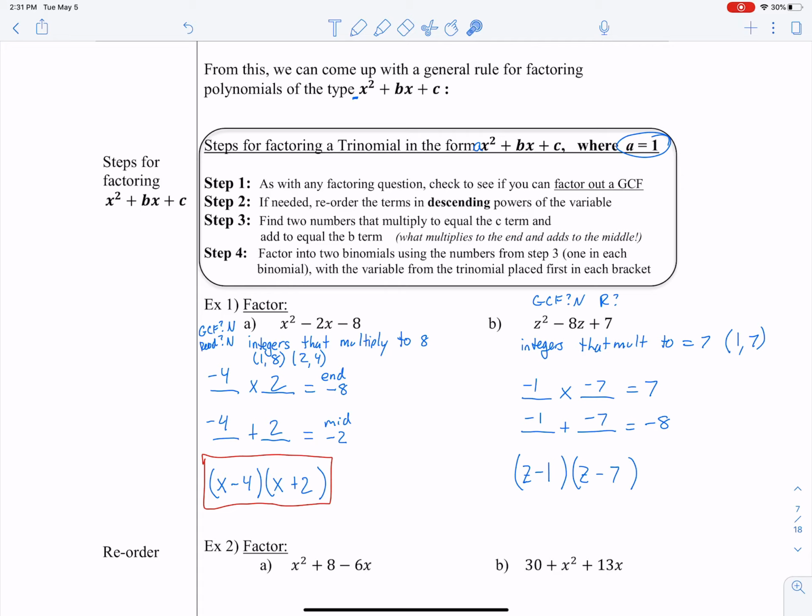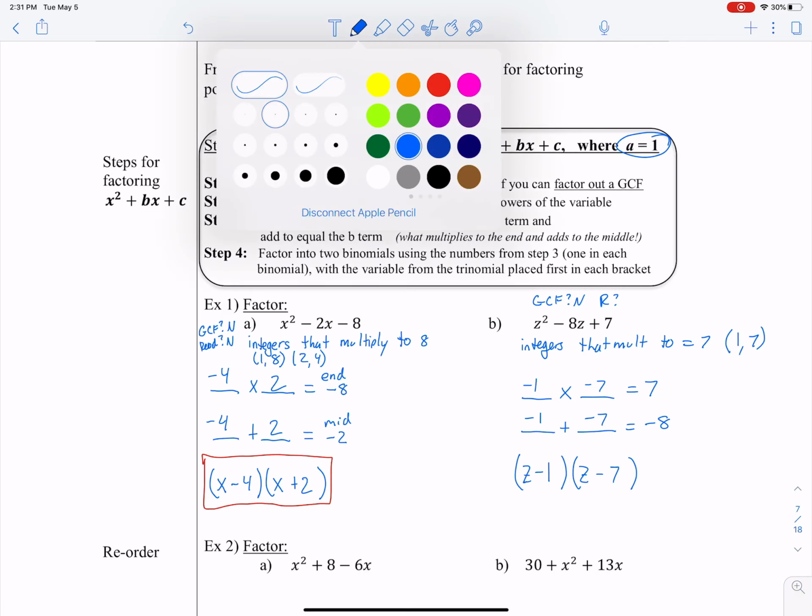Now what happens if you wrote these reversed? Like let's say you wrote minus 7 here and minus 1. So then this bracket would be minus 7 and this one would be minus 1. That's fine. It doesn't matter what order your brackets are in. So this whole bracket could be over here and this one could be first. It doesn't matter what order the brackets go in, as long as you have the right numbers in there.